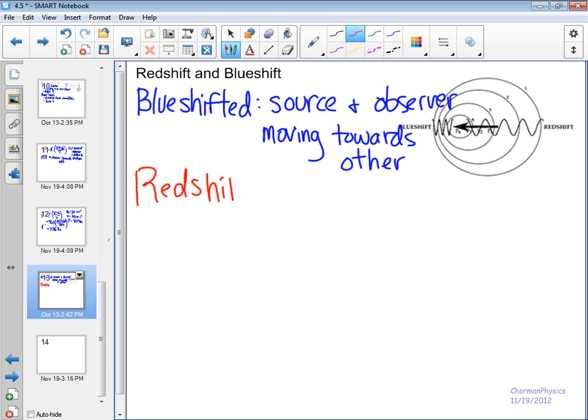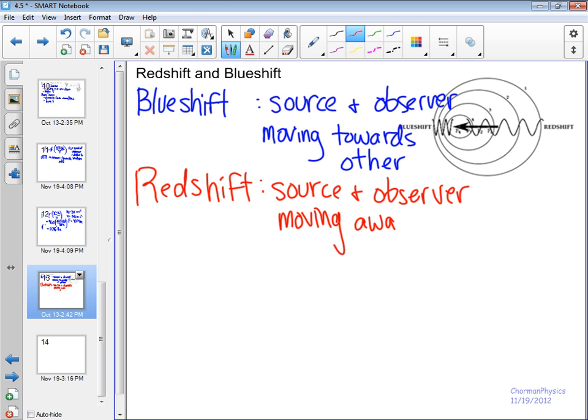Redshift is when the source and observer are moving away from each other. For the reasons that I showed before, we see that wavelength getting longer when there's relative movement away from each other for the source and observer, and we see that wavelength getting shorter when there's relative movement for the source and observer moving towards each other.